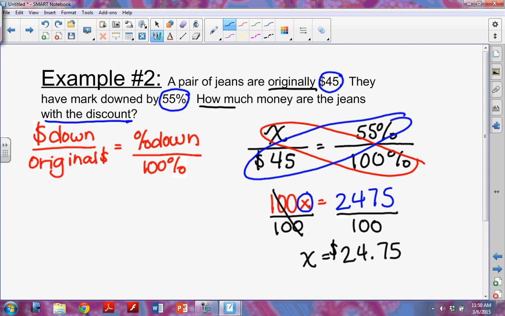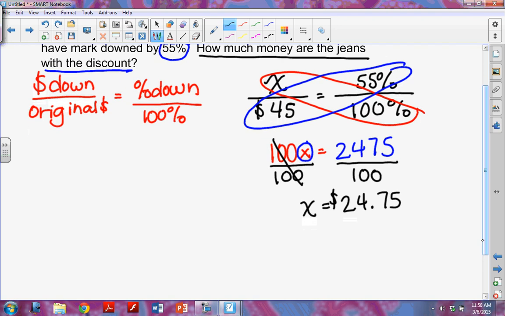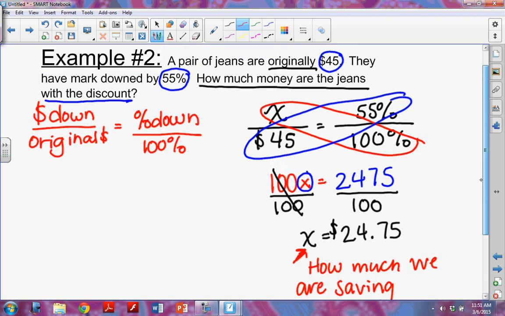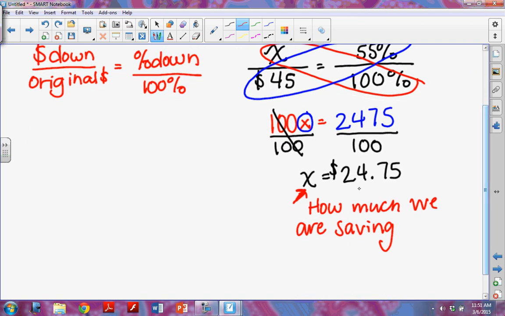So let's go back to the question. It says, how much money are the jeans with the discount? So let's make a note here. So this $25 is how much we are saving. So that means that's how much money that I don't have to give the store for the jeans. So if the jeans were originally $45 and now they're $24.75, so let's set up our subtraction problem.